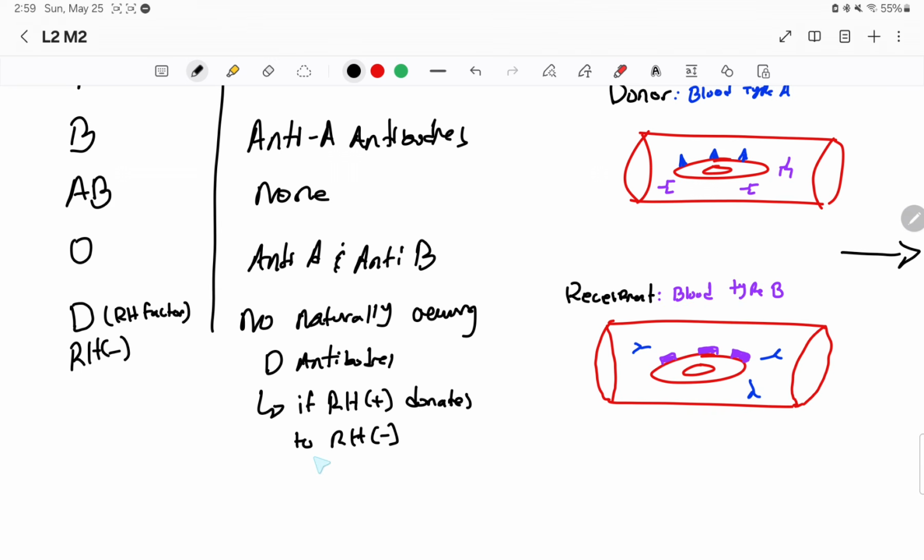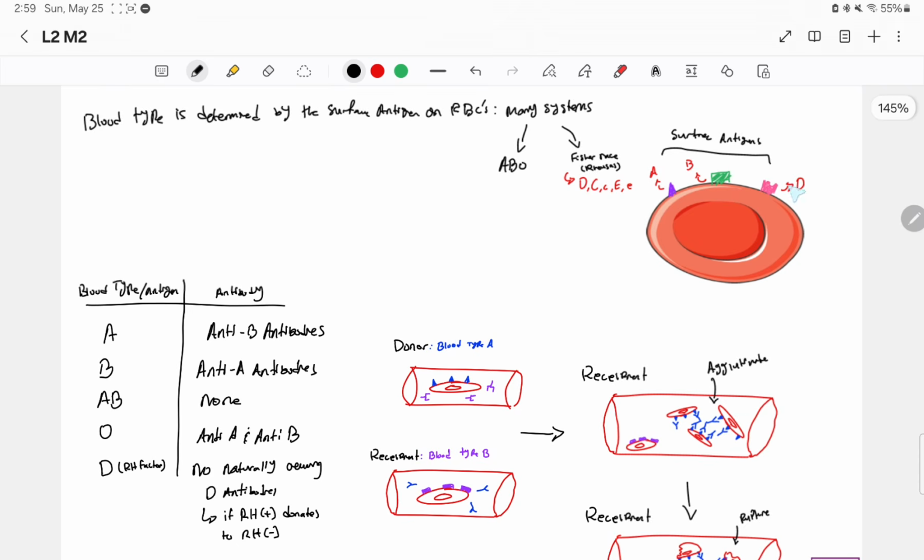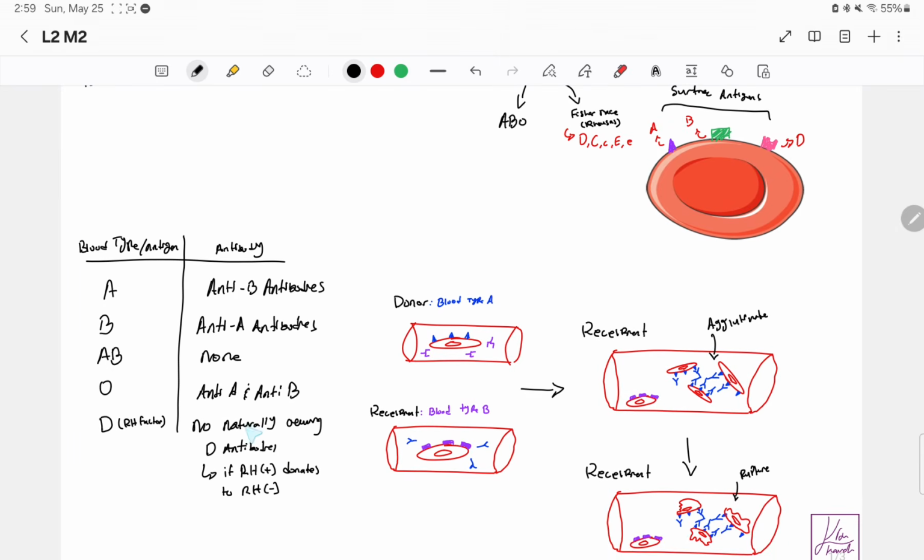Why is that? Because if somebody who has the D antigen on their red blood cells transfuses their blood into my system, which does not have the D antigen, my immune system will immediately recognize that, hey, this thing is not ours, it is foreign, okay? And if they recognize that this is foreign, they will immediately start to create antibodies as a form of defense to try and kill it, okay? In that scenario, yes, we will have D antibodies.